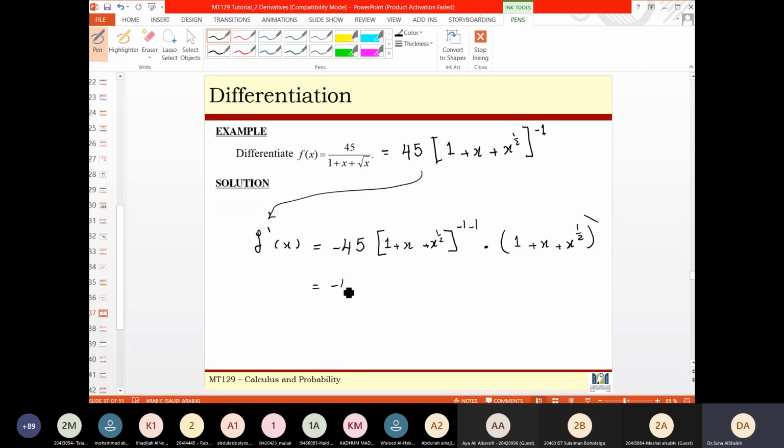This equals minus 45 times the bracket, which is (1 plus x to the power half), to the power minus 2. What's the derivative of this amount now? Derivative of 1 is 0, derivative of x to the power half is half x to the power half minus 1. Right? You are getting this?